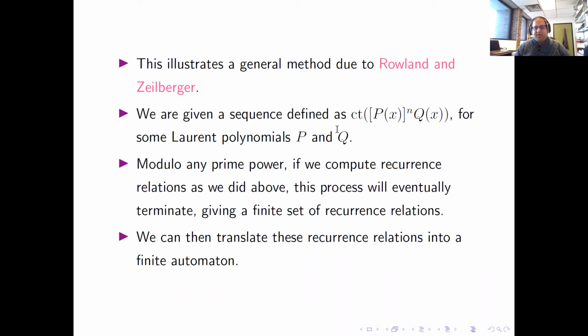So we're given a sequence defined as the constant term of p to the n times q, where p and q are some Laurent polynomials. And if I do the calculations that I showed you before, modulo any prime power, I'll get a set of recurrence relations. This process will eventually terminate, and I'll get a finite set of recurrence relations that I can then convert into a finite automaton, the way I showed you.